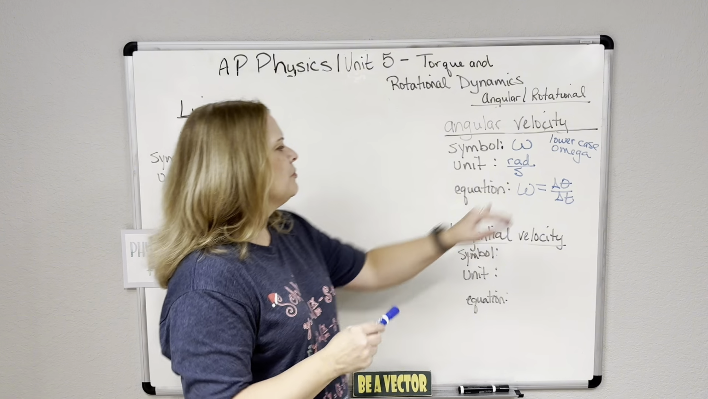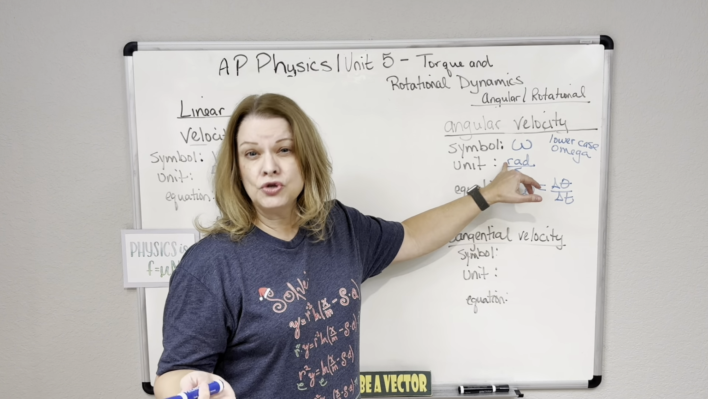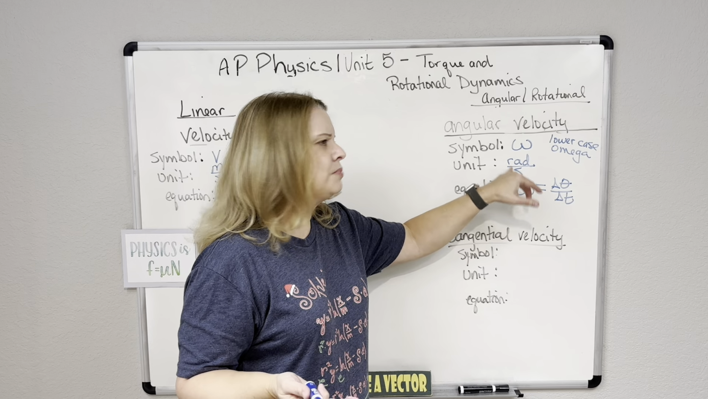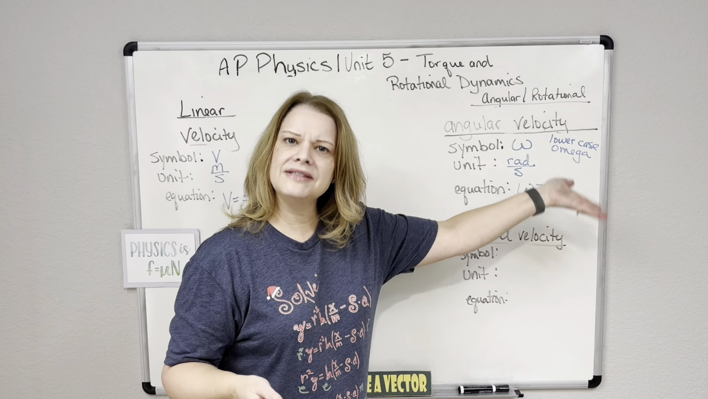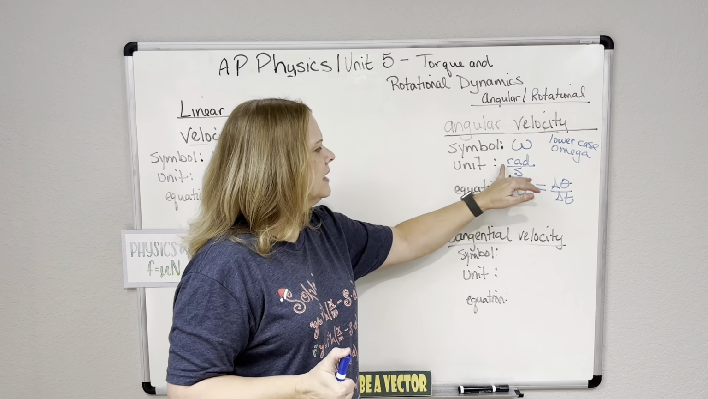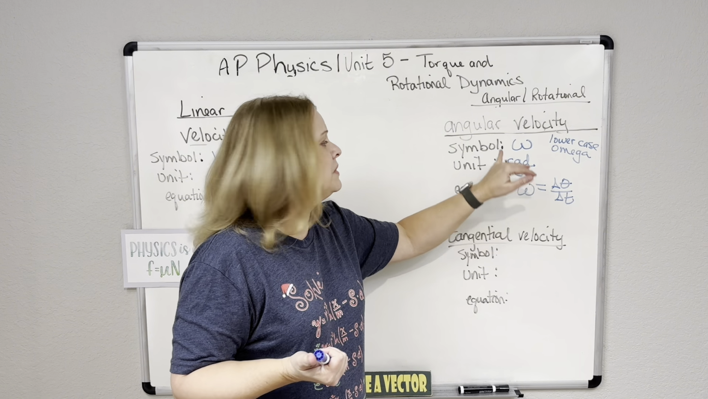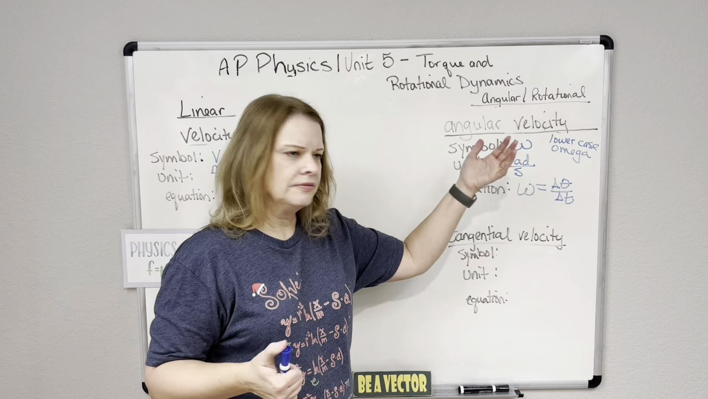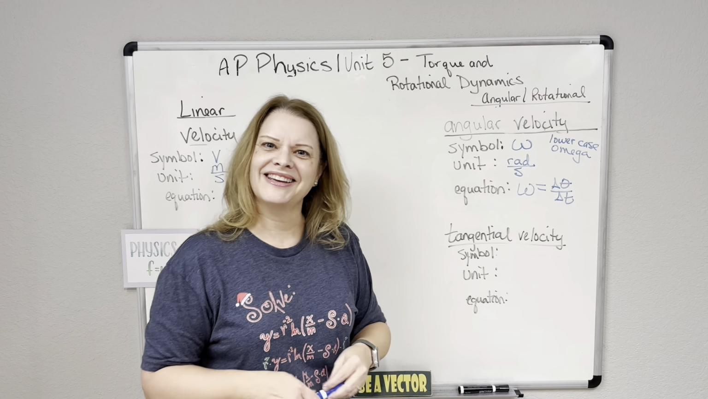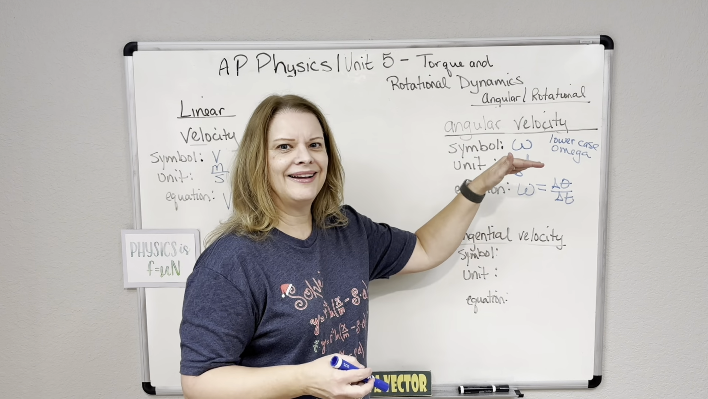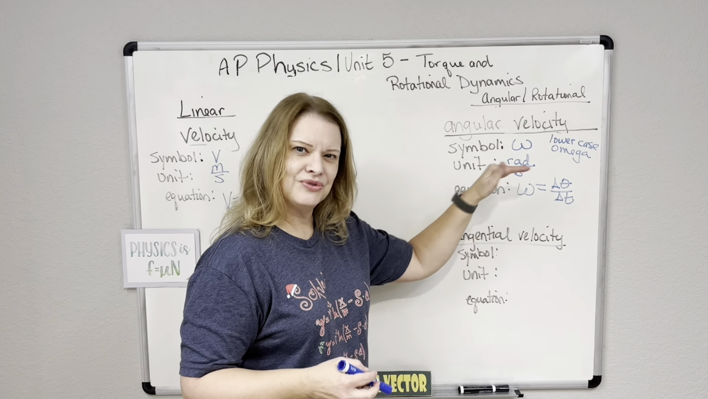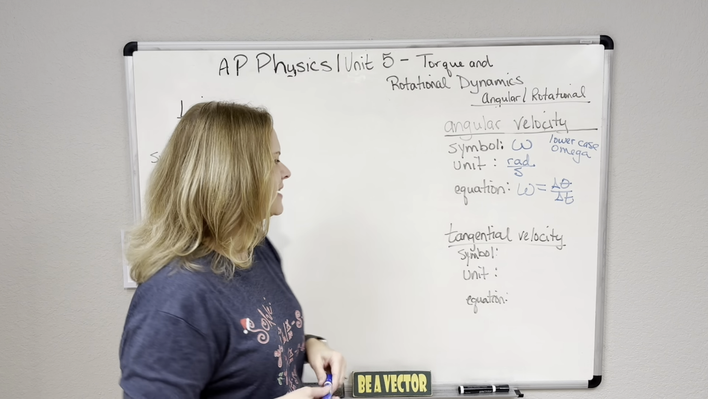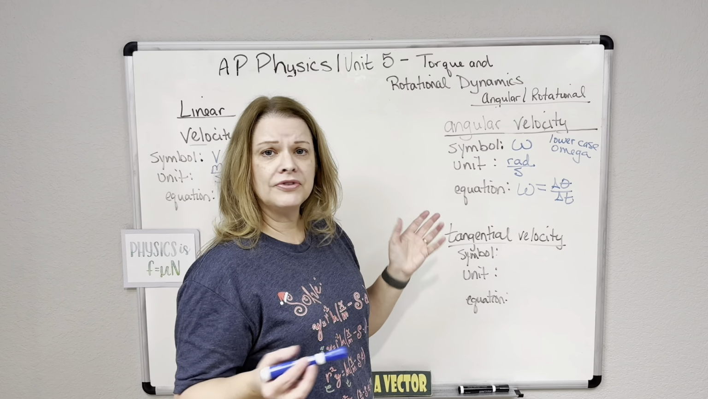So if we went around 1 revolution, that would be 2 pi radians, and if we did that in 1 second, then it would be 2 pi radians per second. If we did it in 2 seconds, then it would be 2 pi radians divided by 2 seconds, or pi radians per second. The 2's cancel out, and you'd have pi radians divided by a second. Perfect, so that's what angular velocity is.